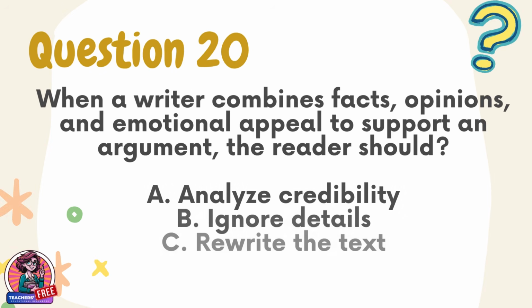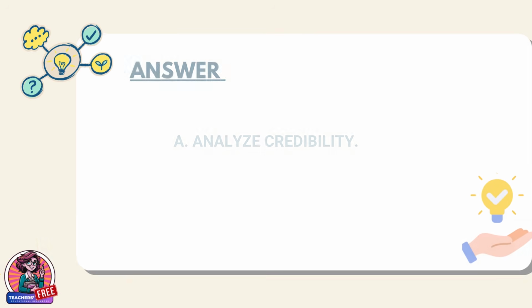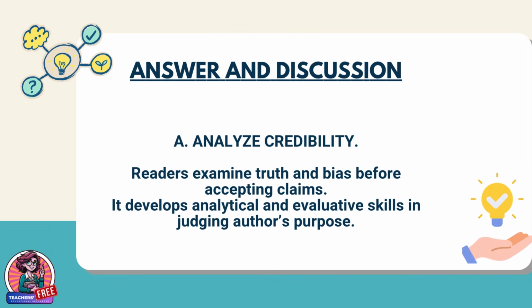Question 20. When a writer combines facts, opinions, and emotional appeal to support an argument, the reader should A. Analyze credibility. B. Ignore details. C. Rewrite the text. Answer. A. Analyze credibility. Readers examine truth and bias before accepting claims. It develops analytical and evaluative skills in judging author's purpose.